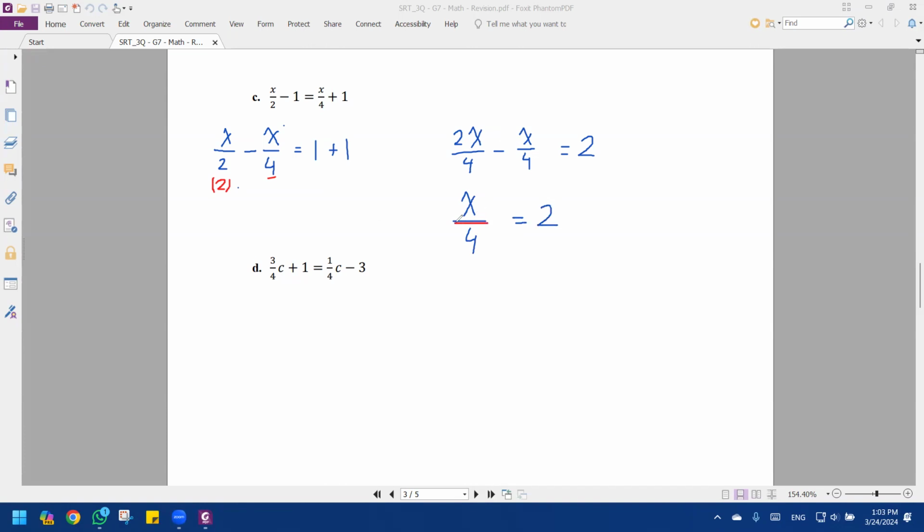Now what does the fraction mean? The fraction means division actually. So here it's x divided by 4. To remove it, we should do the opposite. Opposite of divide by 4, multiply by 4. So when I multiply by 4, I will have x equal to 2 times 4, 8.